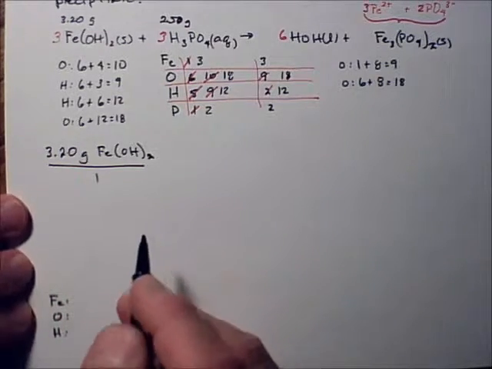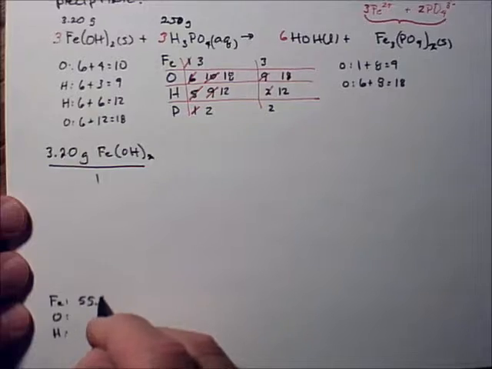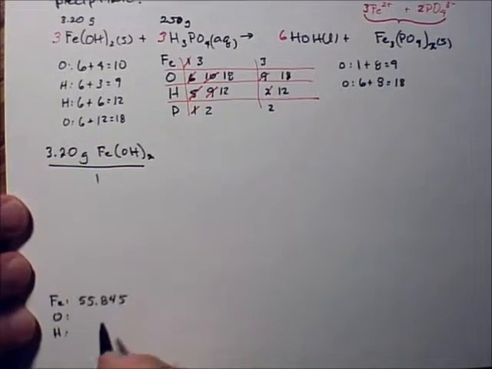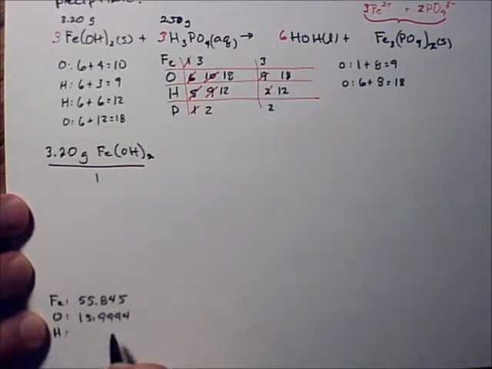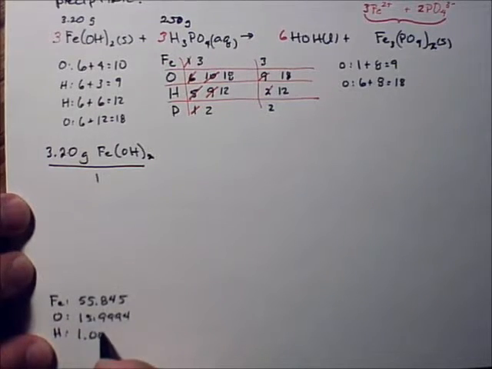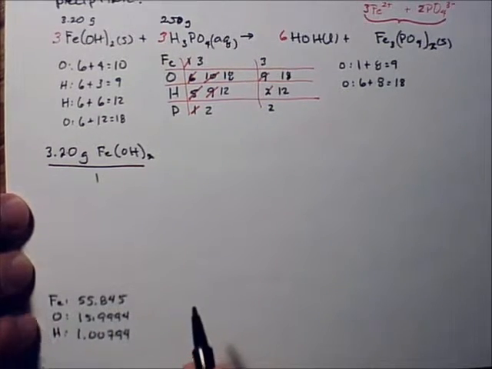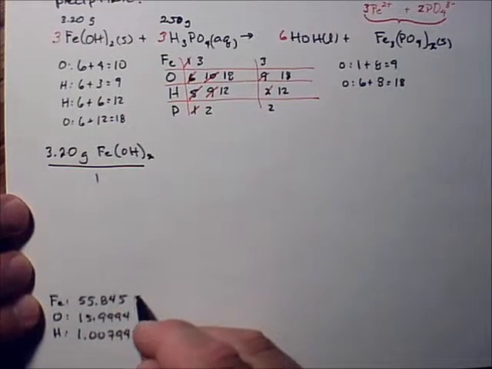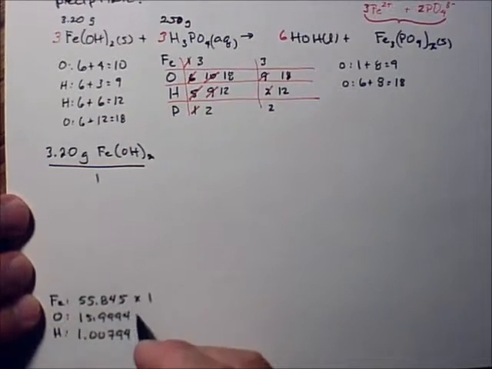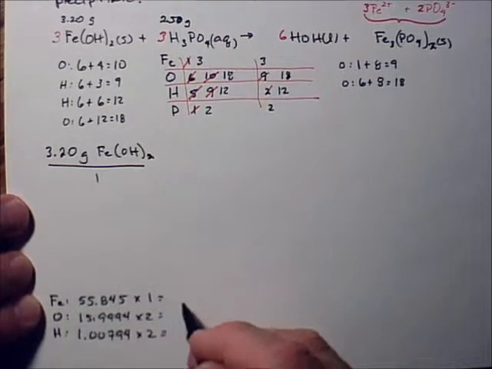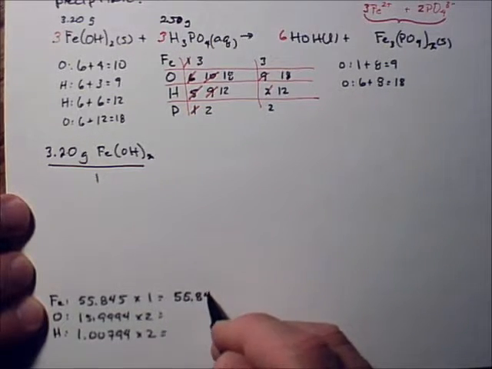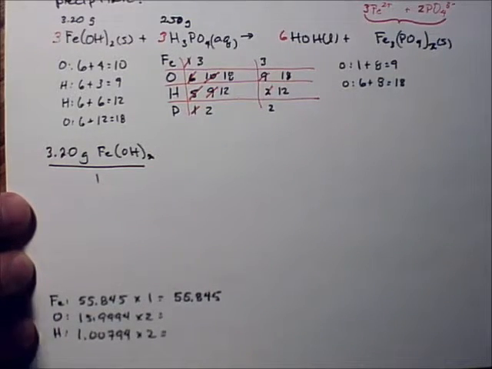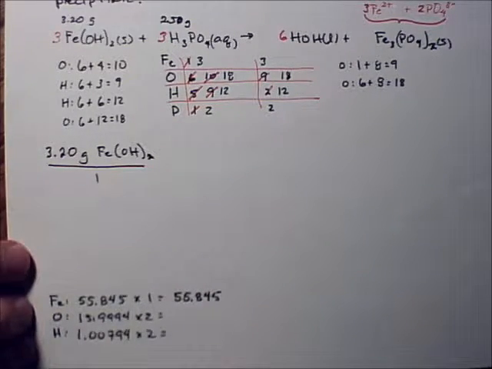The atomic mass of iron is 55.845. The atomic mass of oxygen is 15.9994. And the atomic mass of hydrogen is 1.00794. This formula has 1 iron, so we're going to multiply that by 1. 2 oxygens, multiply that by 2. And 2 hydrogens, multiply that by 2. We're going to write it over here in a way that keeps all of our digits neatly lined up so we can add effectively and find out what our significant and insignificant digits are.